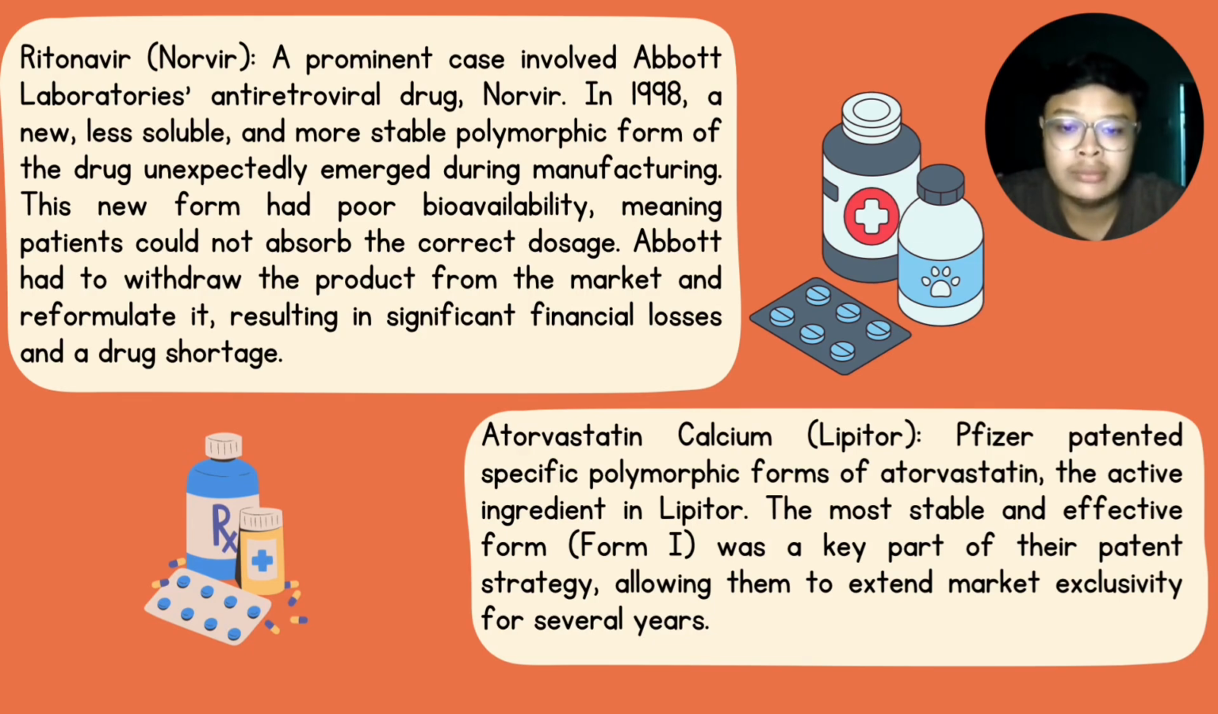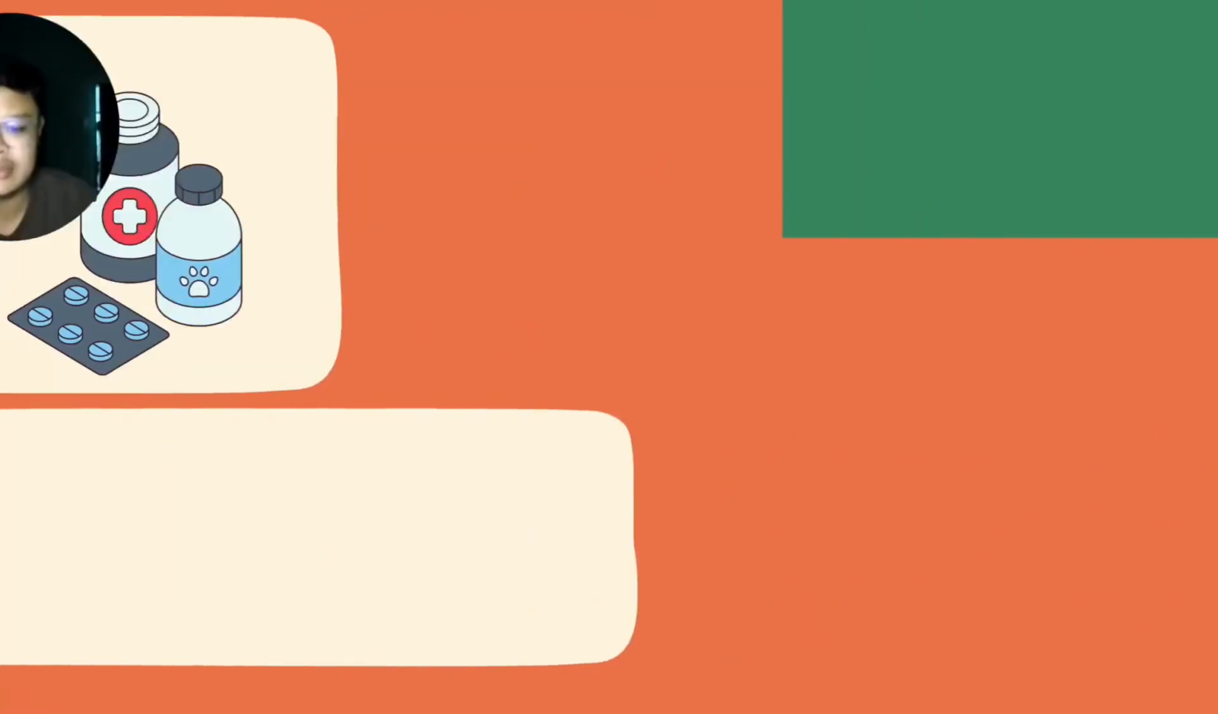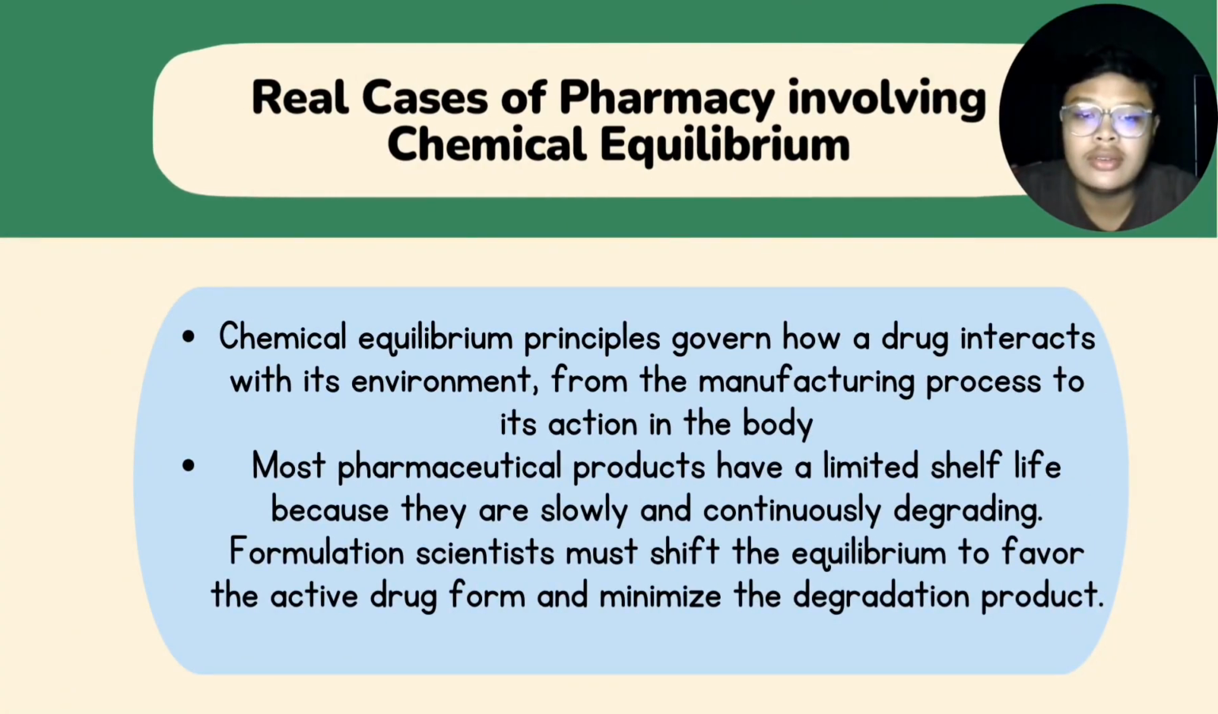Second, atorvastatin calcium, Lipitor. Pfizer patented a specific polymorphic form of atorvastatin, the active ingredient in Lipitor. The most stable and effective form, Form 1, was a key part of their patent strategy, allowing them to extend market exclusivity for several years. Now, I will talk about the real cases of pharmacy involving chemical equilibrium.